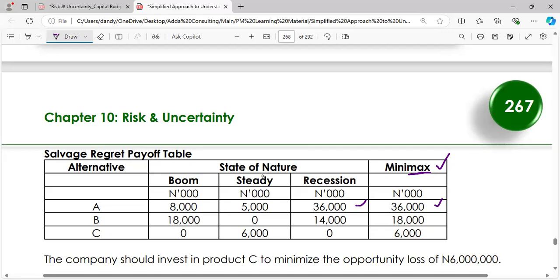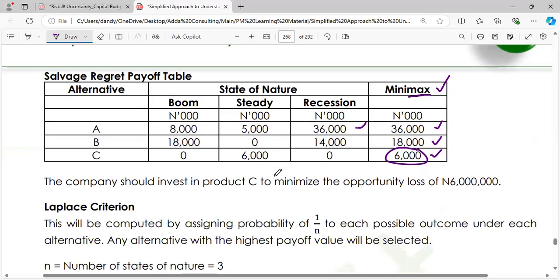In the second row, which is alternative B, between 18,000 and 14,000, 18,000 is the highest. That's why you have that 18,000. In alternative C, it's only 6,000 that is the highest there. Then you now select the minimum of the maximum value, which is 6,000. Therefore, the company should invest in product C to minimize the opportunity loss of 6 million naira. So that's what you need to do.